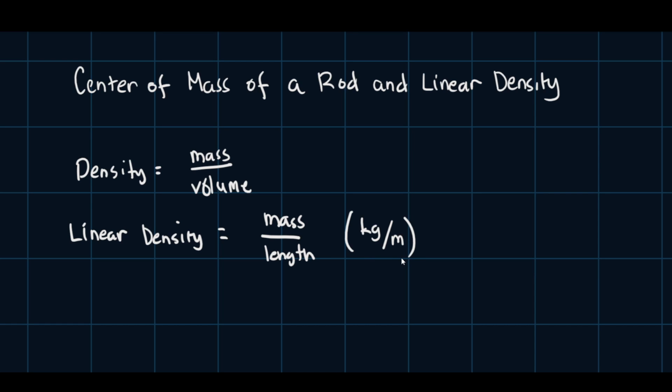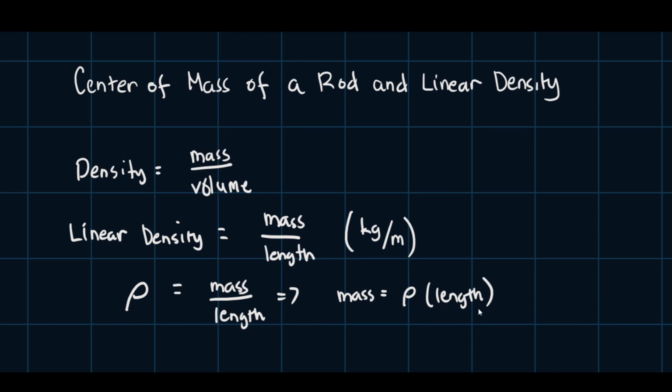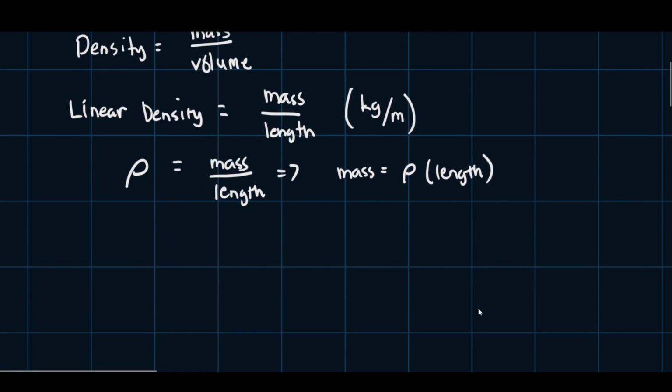Okay, we're going to denote the density or the linear density as rho. So again, rho is equal to mass over length. So this would mean, by manipulating this equation, we have mass is equal to rho times the length. Now we're going to make use of this basis in order for us to get the mass of a rod. Okay, the mass of a rod, again, we can think of it as density times length.